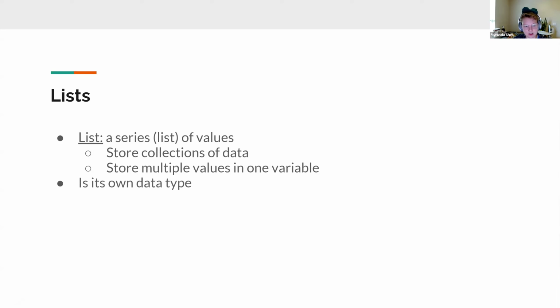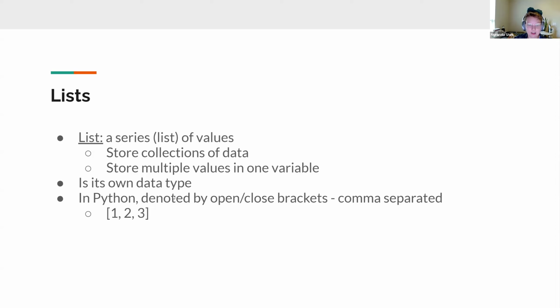So a list is its own data type. And in Python, it is denoted by open and closed brackets and comma separated. So imagine if you're writing out a list on paper, maybe you're writing a grocery list, you're saying eggs, comma, milk, comma, cereal, comma, something like that. Anyway, lists in Python are denoted by that open close bracket. Notice this is a square bracket, not parentheses, and it'll look something just like this. So 1, 2, 3. Let's look at that real quick.